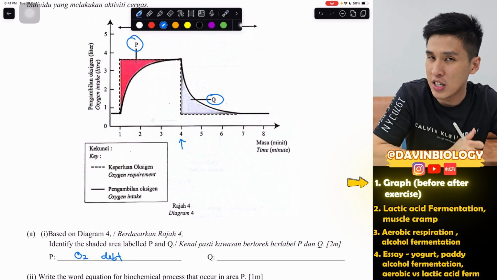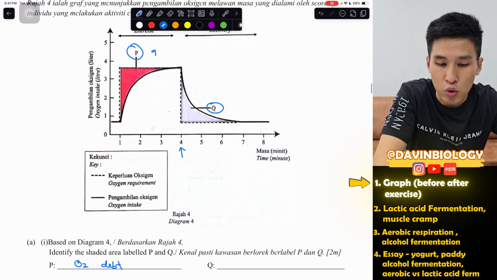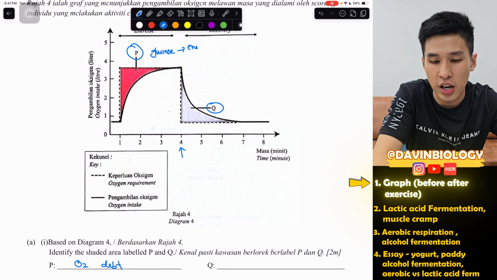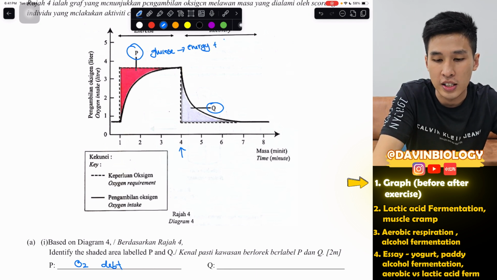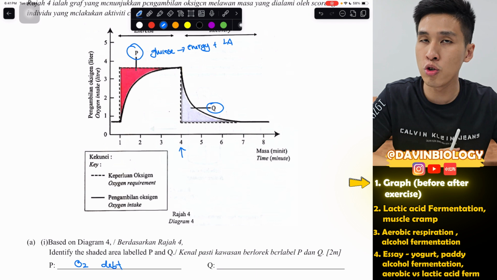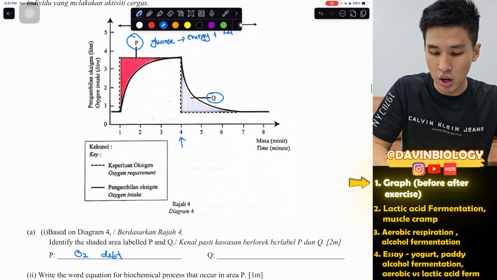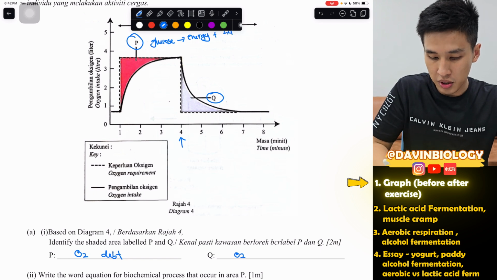If you're familiar with lactic acid fermentation, it's whereby you break down glucose without using oxygen to get energy. At the same time, it will give you lactic acid. So since you did not use oxygen at that time, now you need to pay back the oxygen at Q. So this is called oxygen debt repaid.